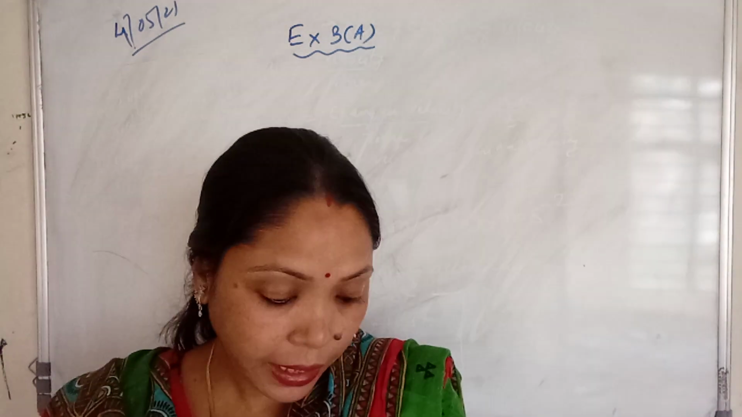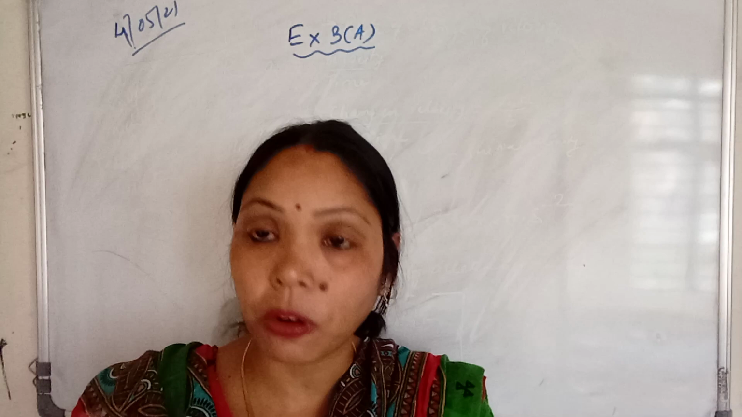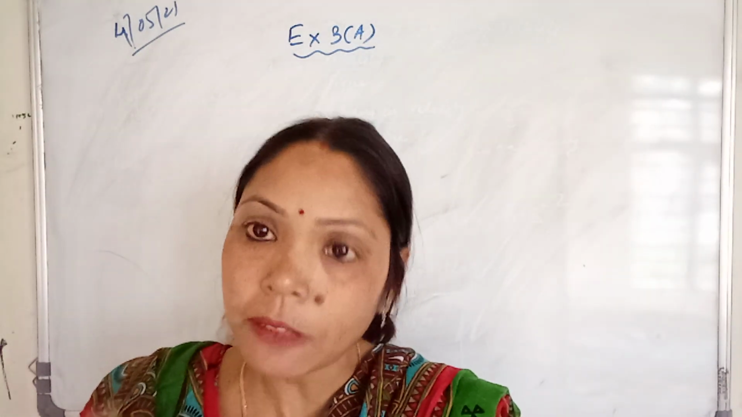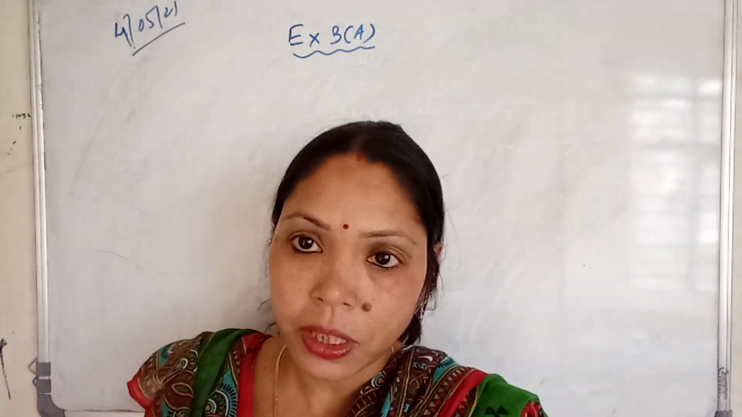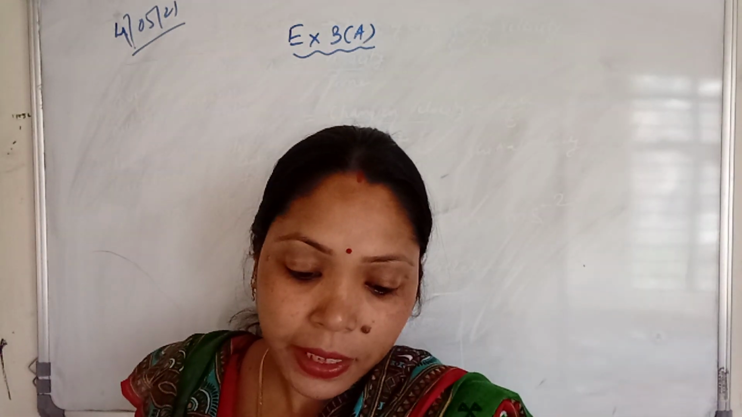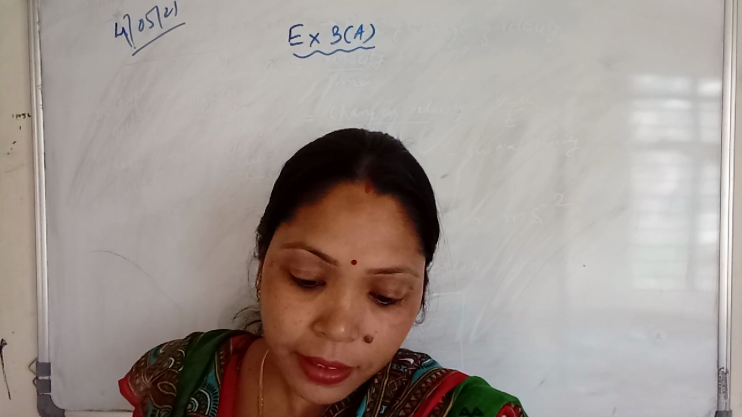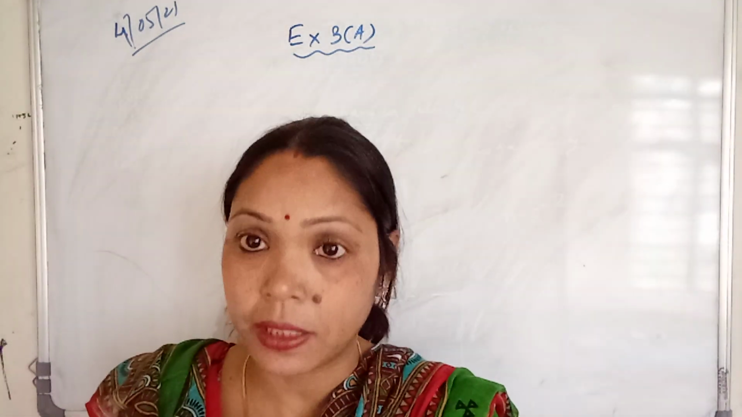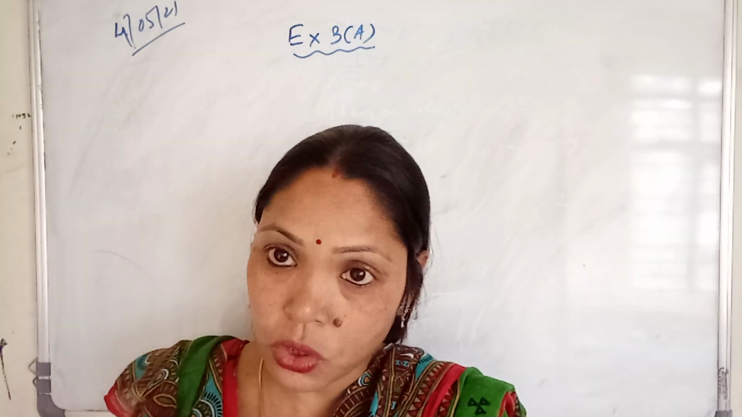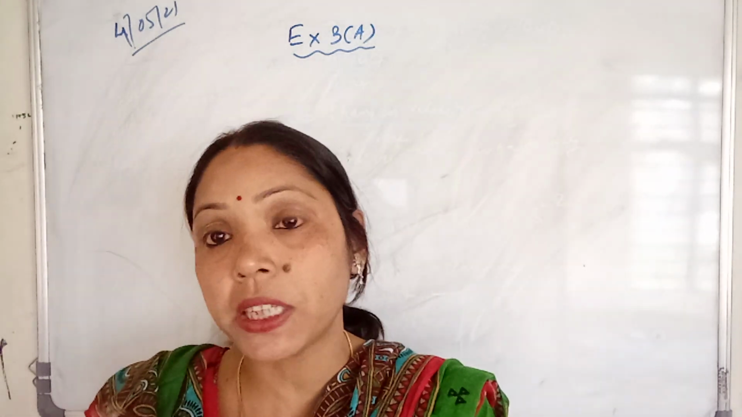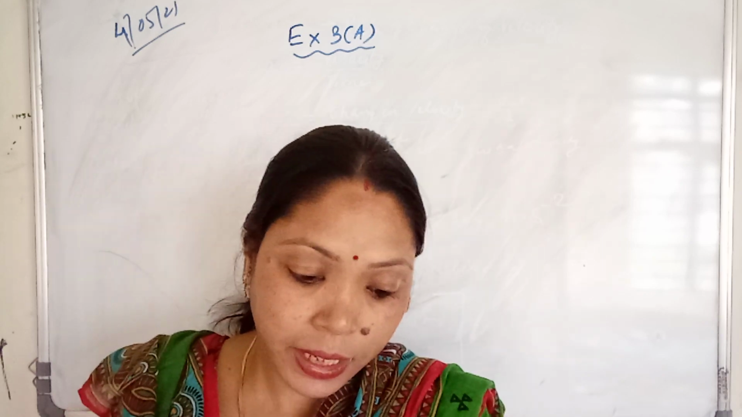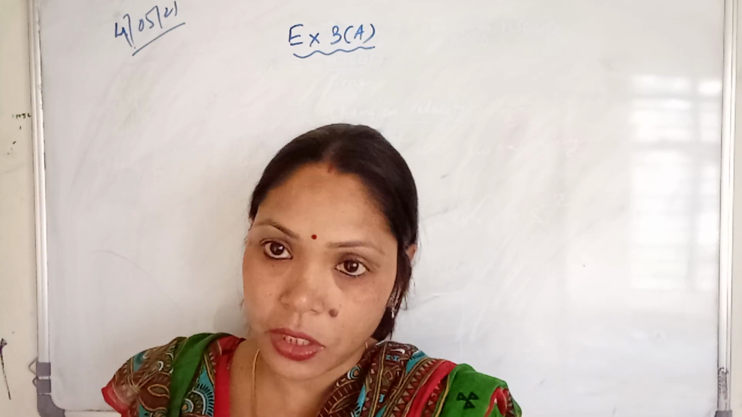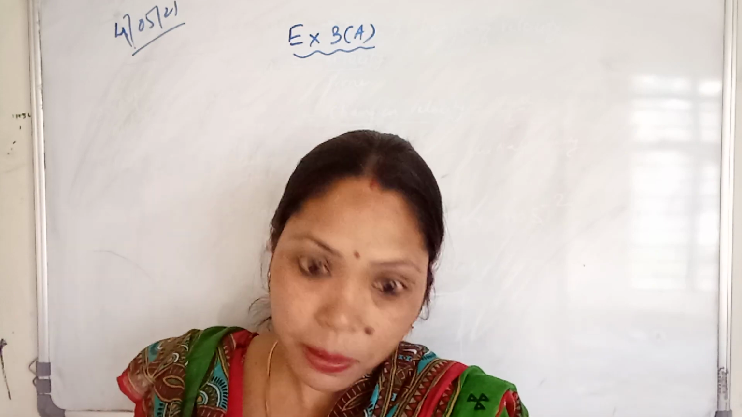Number 3, the electric charge of an electron is 1.6 into 10 to the power minus 19 coulomb. Question number 4, an ammeter is connected in series in an electric circuit because it is a low resistance instrument. Ammeter is a low resistance instrument and the voltmeter, which measures the potential difference, is a high resistance instrument.